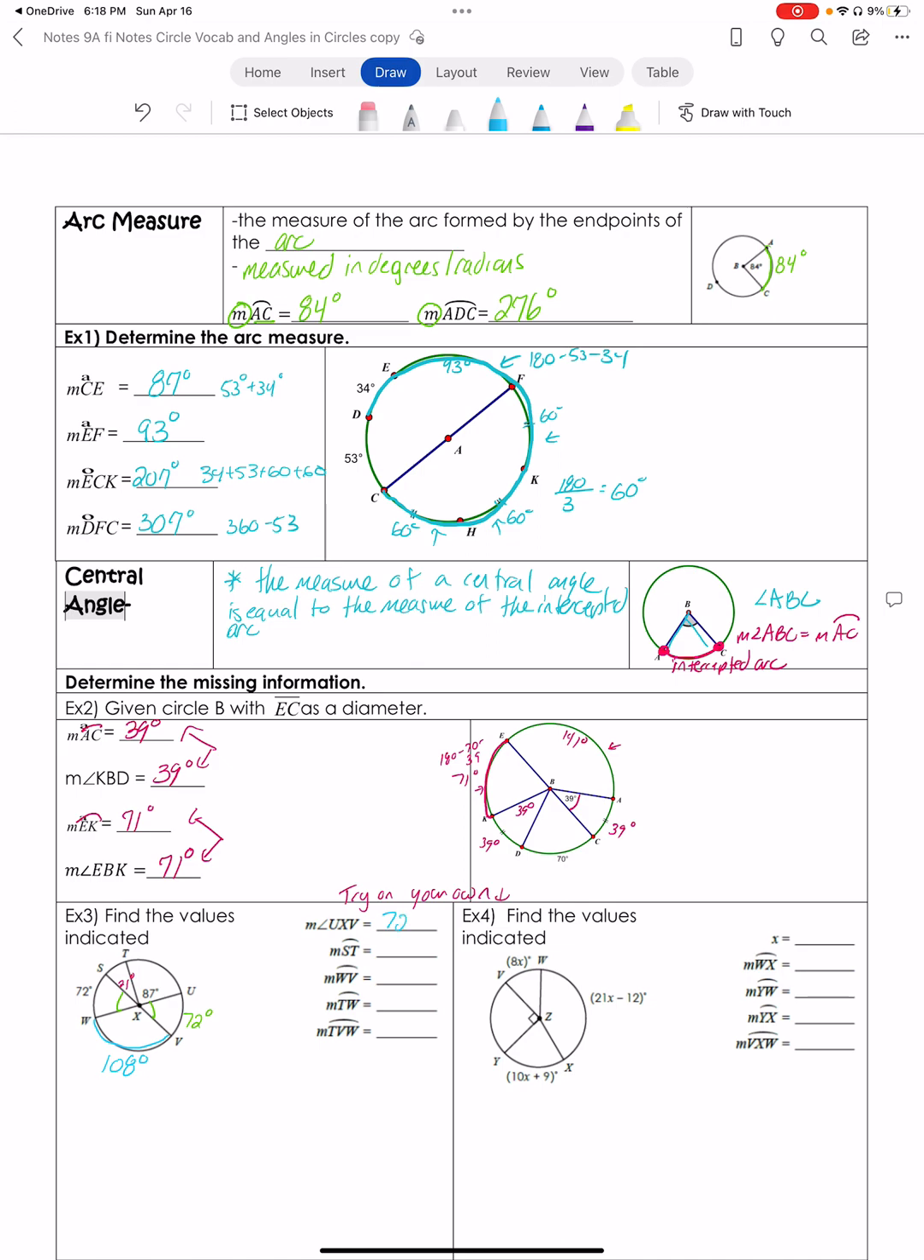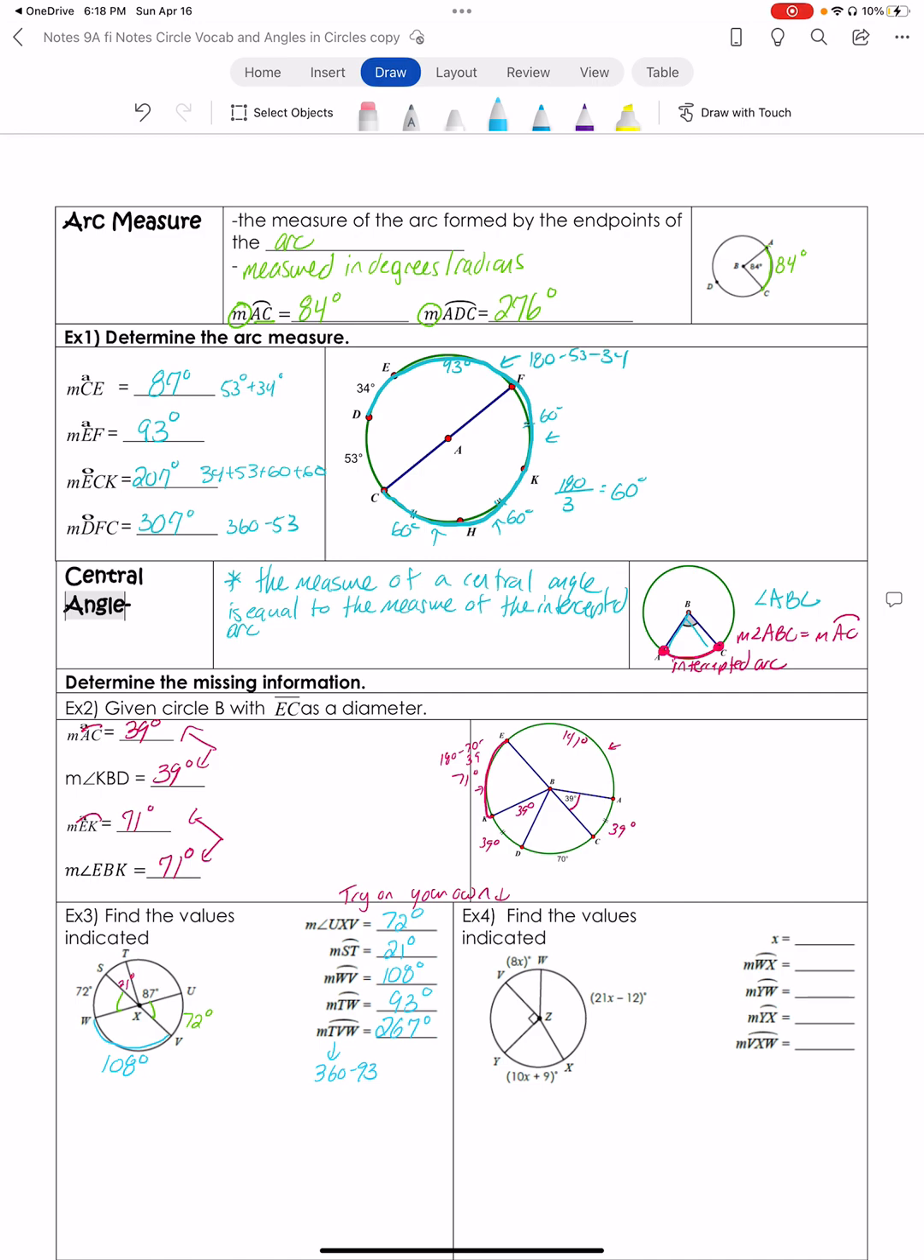So UXV is 72 degrees. The measure of arc ST is 21 degrees. The measure of arc WV is 108 degrees. The measure of arc TW is 93 degrees. And the measure of arc TVW is going to be 360 minus 93, which is 267 degrees. Because sometimes it's easier to subtract.